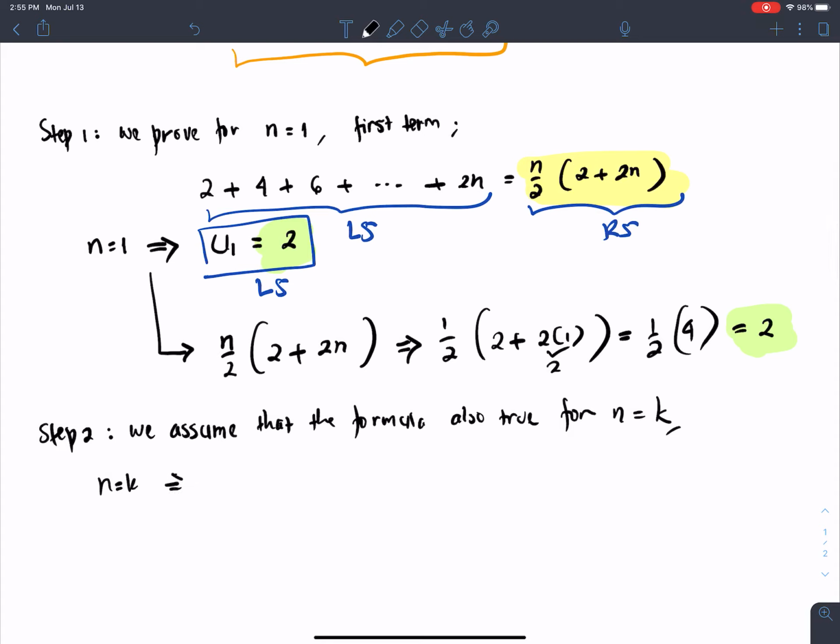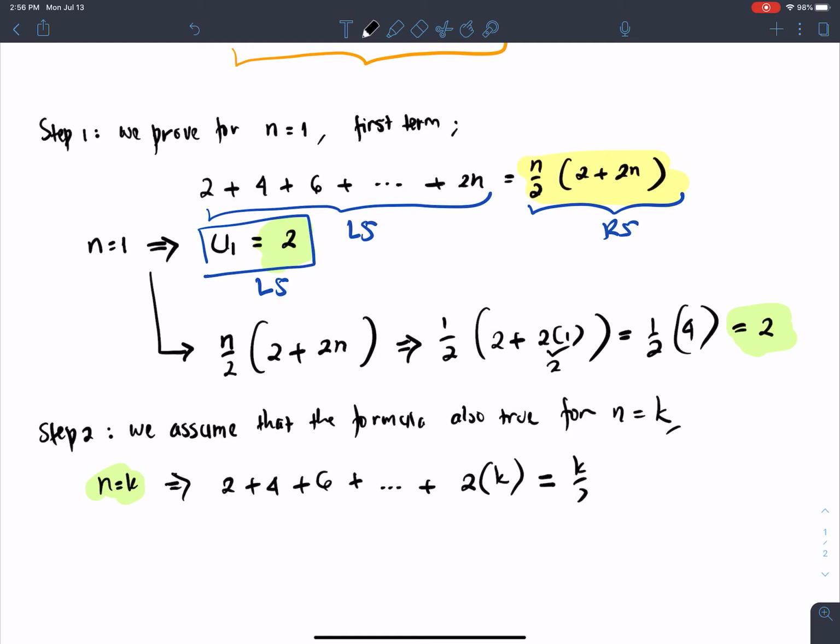For the right side, we are going to have, because we do not know, k can be any number. So for n equal to k, we said that 2 plus 4 plus 6 plus so on up to 2, since n equal to k, so here becomes 2 times k. Right, because we said it is for n equal to k, so it's 2 times k. This we assume is also equal to k over 2, and then 2 plus 2k.